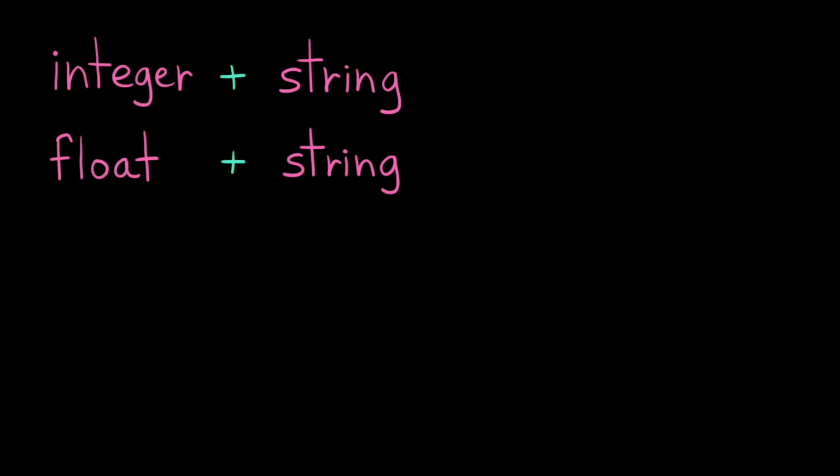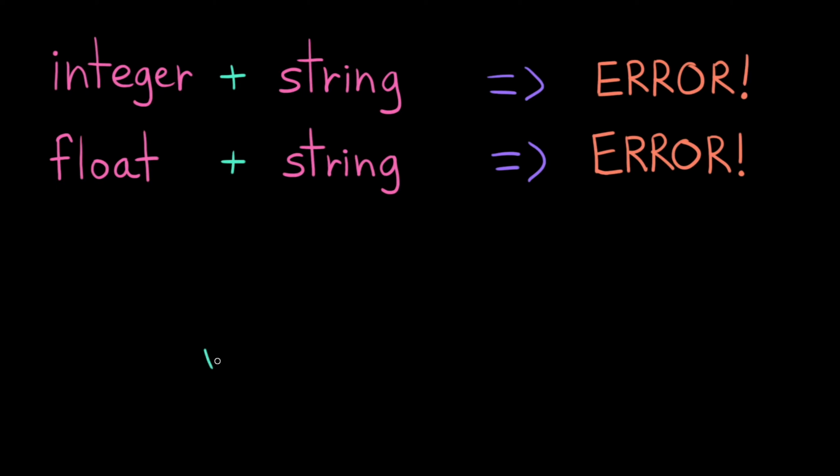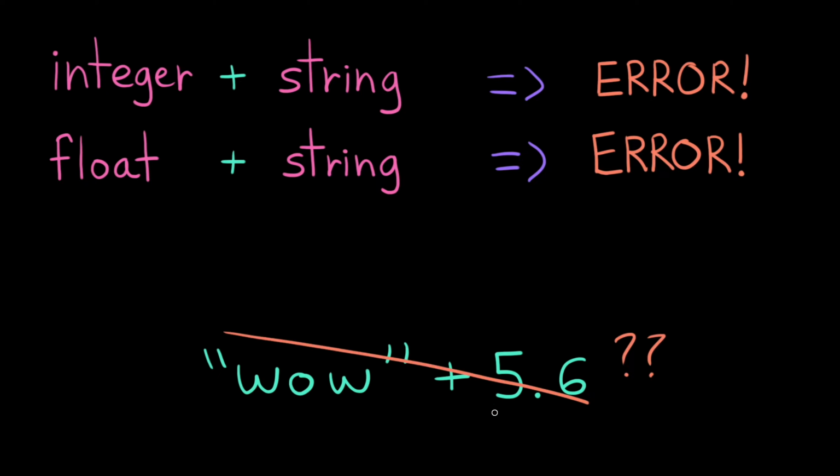Last few odd cases here. What happens if we add an integer and a string or a float and a string? Turns out that's an error. The computer doesn't know what to do with that. Similarly, I wouldn't know what to do with that. If you asked me to add a word and a number together, I'd be like, huh, what? The computer has that same kind of reaction. It just throws its hands up in the air and it's like, I don't know, and blows up.